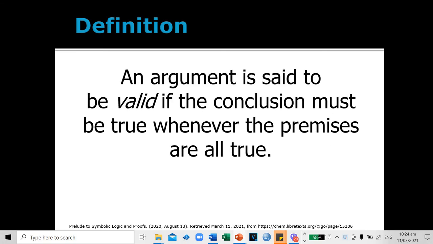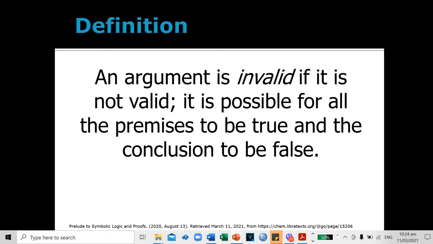So an argument is said to be valid if the conclusion must be true whenever the premises are all true. All true, take note. An argument is invalid if it is not valid, of course. It is possible for all the premises to be true and the conclusion to be false. So that makes an argument invalid.